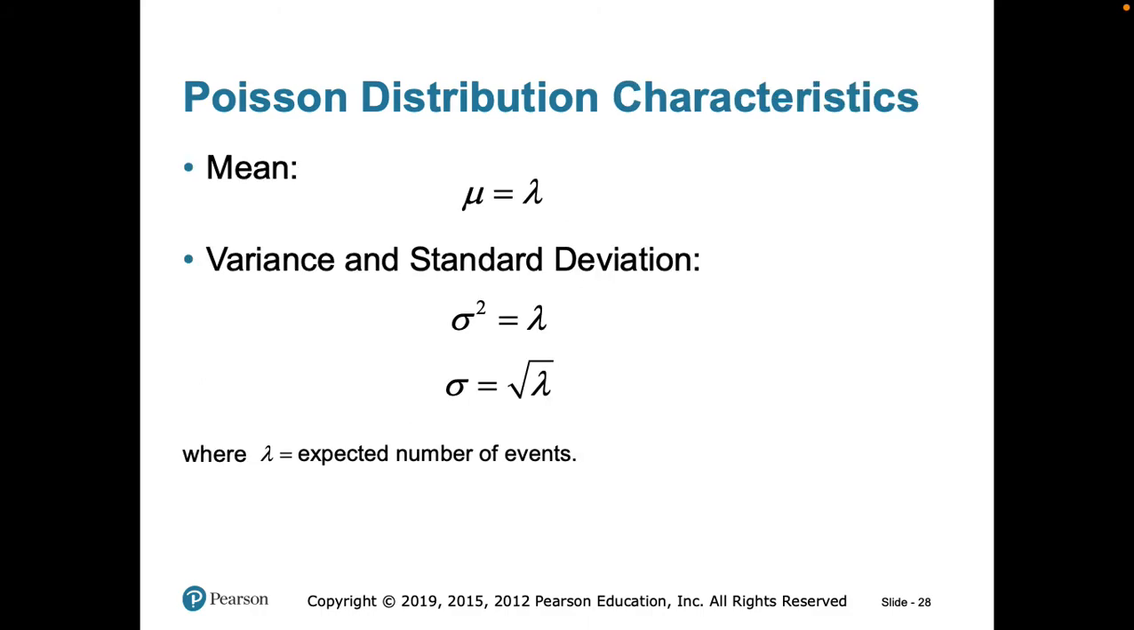How do you find the mean? Basically, the mean is going to be your lambda. And then again, our variance and standard deviation: we can see here that our variance is also going to equal lambda. So we can say that the variance and the mean are the same. The standard deviation, once again, is just going to be the square root of the variance, which in this case is the square root of lambda, which is the expected number of events.